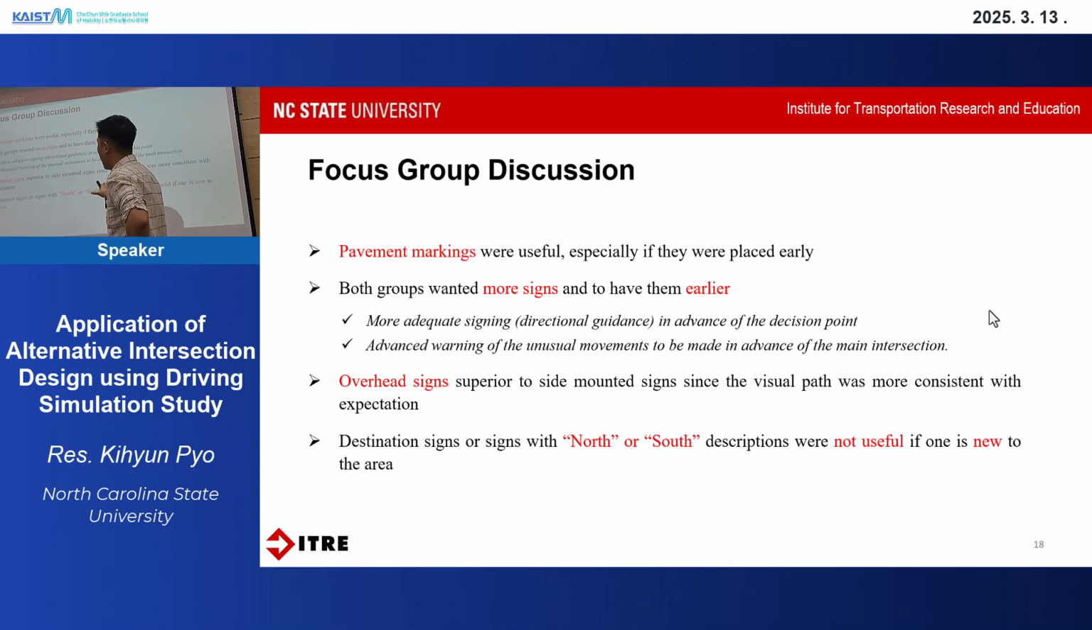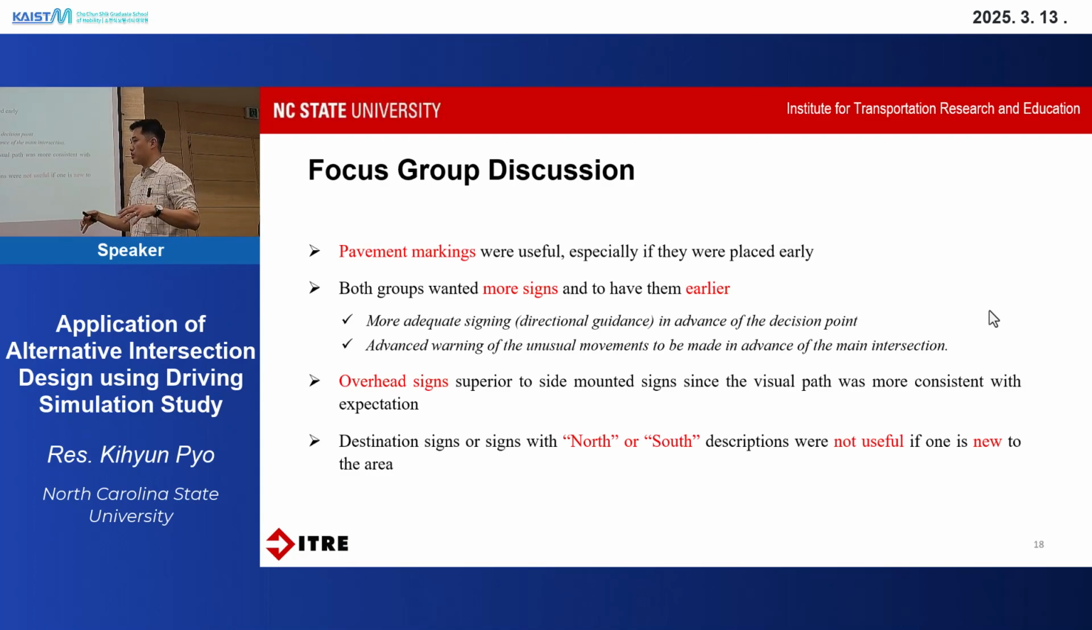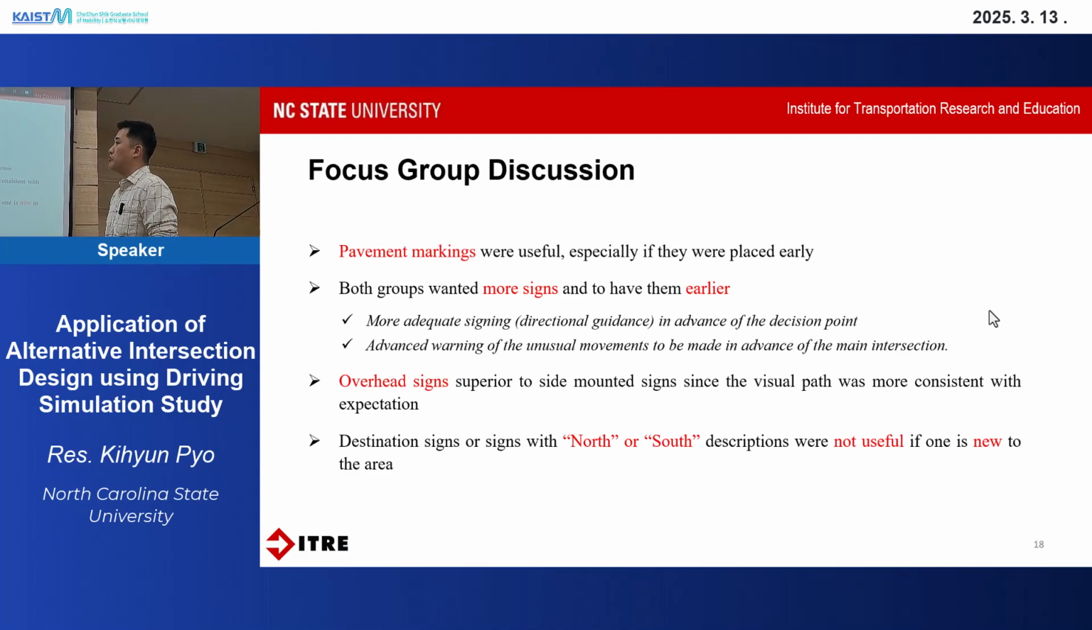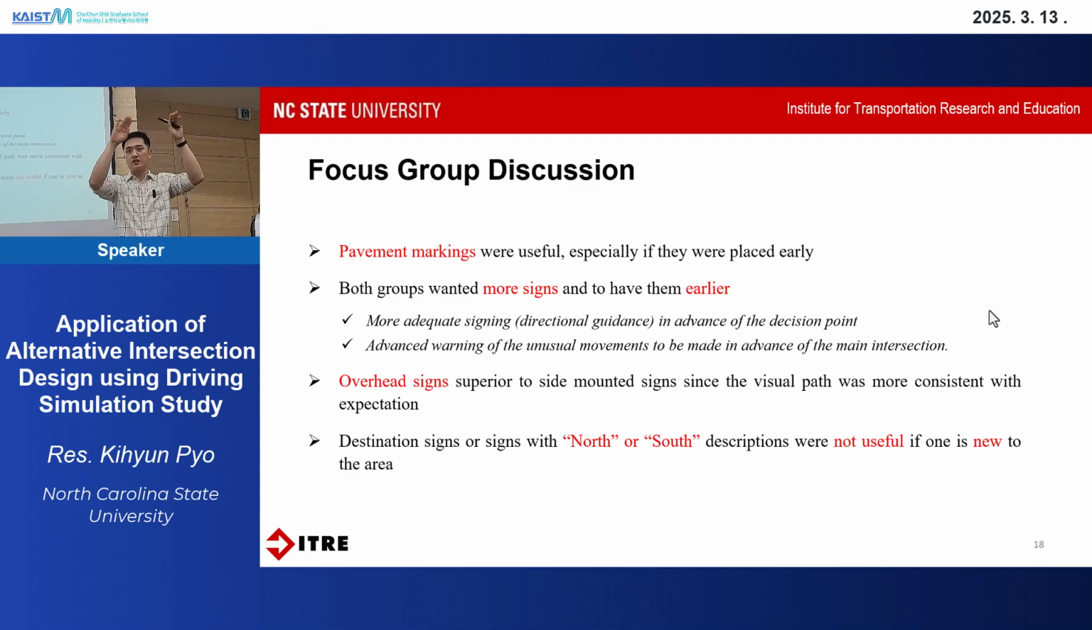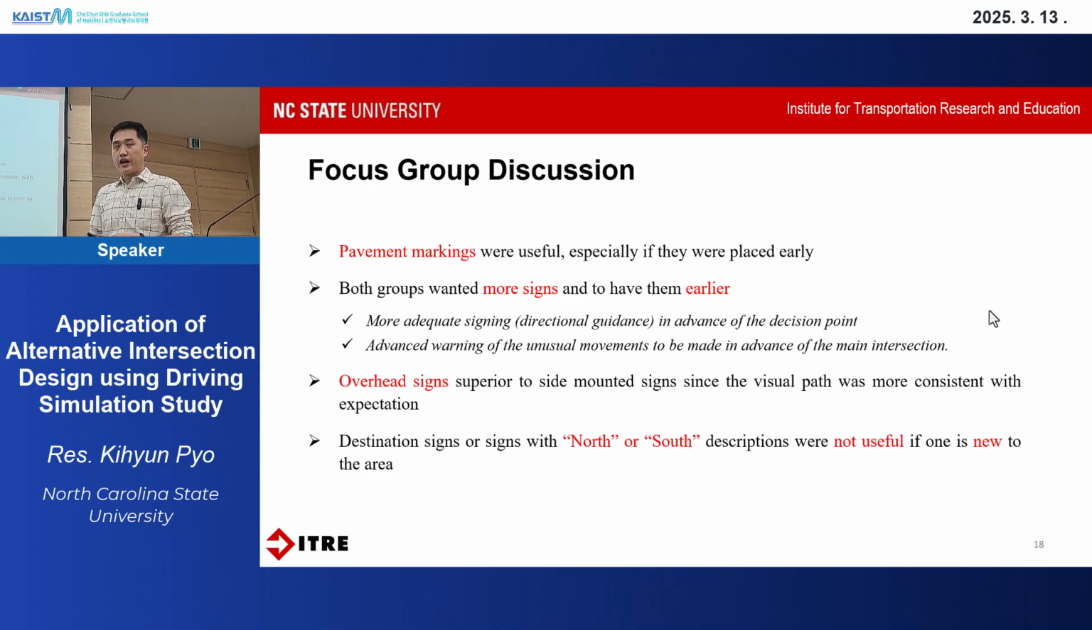Adequate advanced warning signs are very useful, actually more needed for the alternative intersection area. Between overhead and side-mounted signs, the overhead sign is better. Also, directional information like north, south, east, west is not useful in this case.